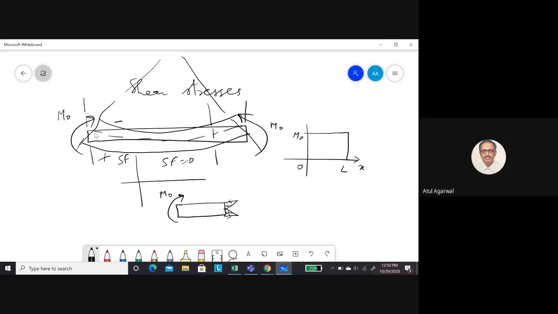If you look at the net force, you see these two are making a couple and a movement like this. So this movement is balancing this M naught. But there is no other force. There is no vertical force here, only forces in the x direction. Now, this was a case of pure bending.